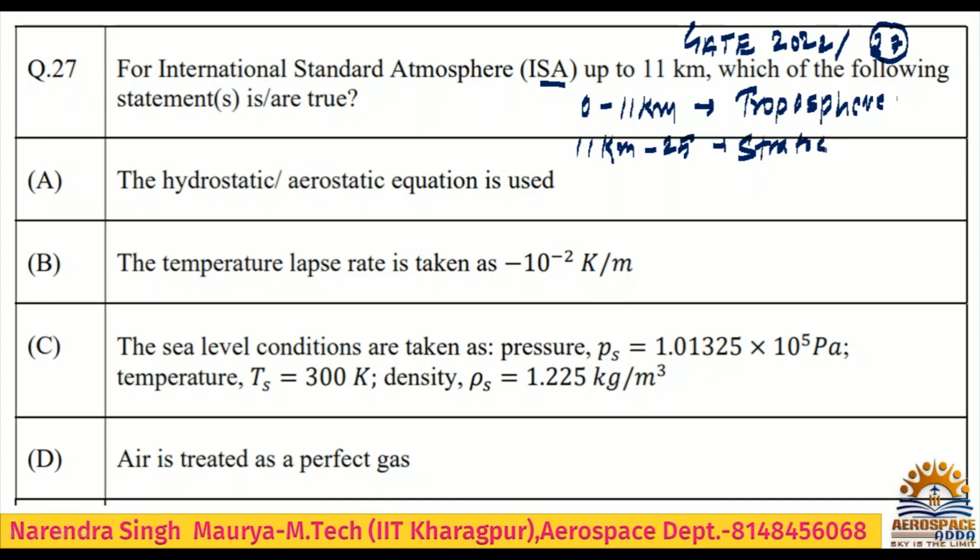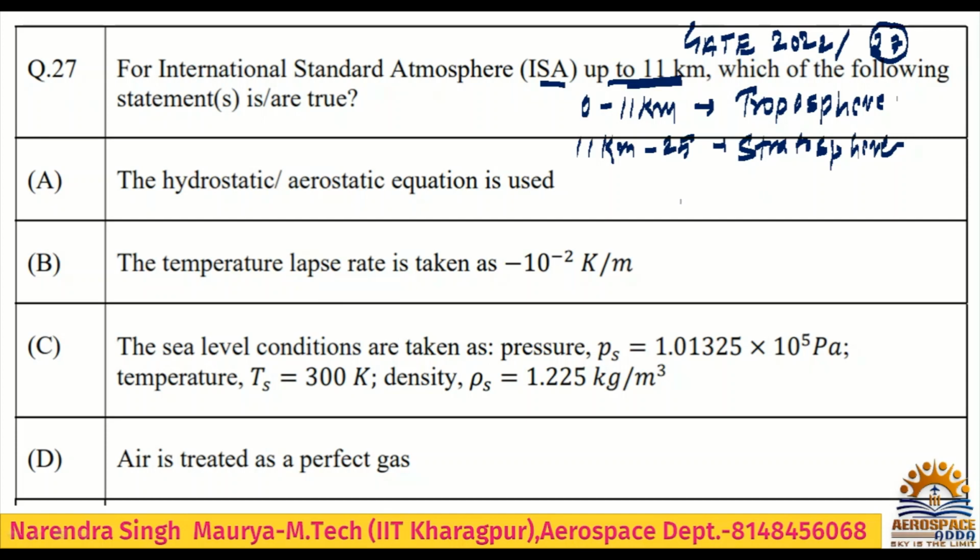All right. Now, which of the following statements is or are true? It means more than one option also can be correct. As per the given sentence, if you check, more than one statement may be correct. This is called a multiple select question. All right. Now, hydrostatic or aerostatic equation is used, obviously, if you go for the troposphere, meaning 0 to 11 kilometers.